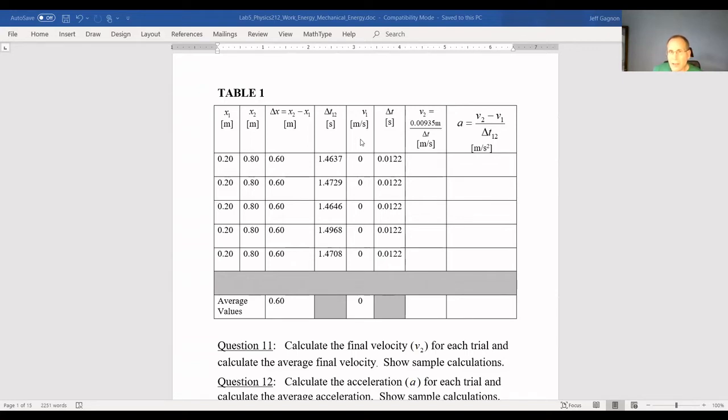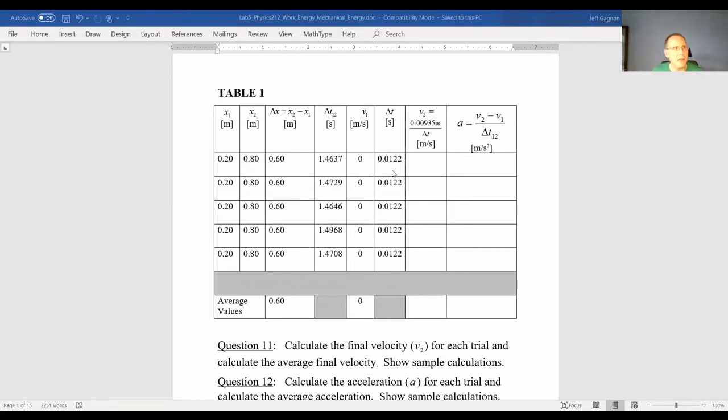The initial velocity of the car was 0 because it started at rest. And we need to figure out the final velocity when it passes that second photo gate, the one that's at 0.6 meters away. So how do we figure that out? Well, what I did was I found the time it took. This delta T here is the time it took the flag, which is really just a metal post, to pass through that second photo gate.